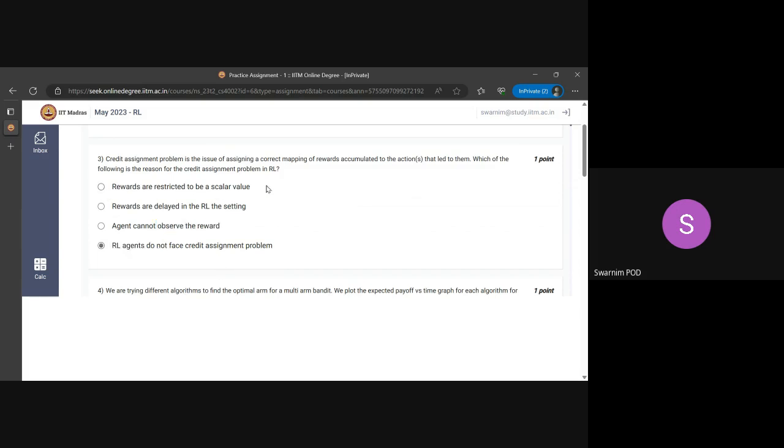Rewards are restricted to the scalar value. No, that is not the idea of credit assignment. The main idea is this one. Rewards are delayed in the RL setting. So if you remember the examples I took in the lectures, about tic-tac-toe and Minis, for example. Minis also does some kind of credit assignment, but a very poor version of credit assignment. But it also does that. And Ritter also comes, for example, he talks about TD learning. Probably this is coming in second. So yeah, the correct answer is rewards are delayed in the RL setting.